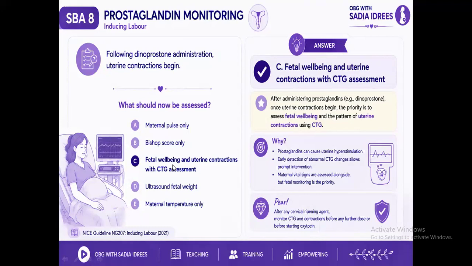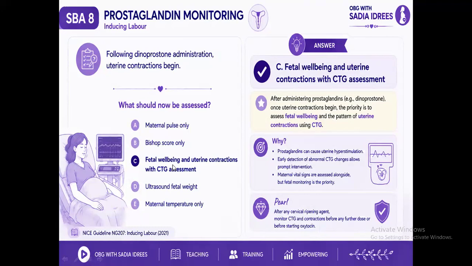So don't simply ask, is she contracting? You ask two questions. What is the uterus doing and how is the baby responding? If the fetal heart rate is abnormal or contractions are excessive, do not give further doses of the induction medicine. And if hyperstimulation occurs, further doses should be withheld. Removable vaginal products should be removed if possible, and tocolysis may need to be considered.